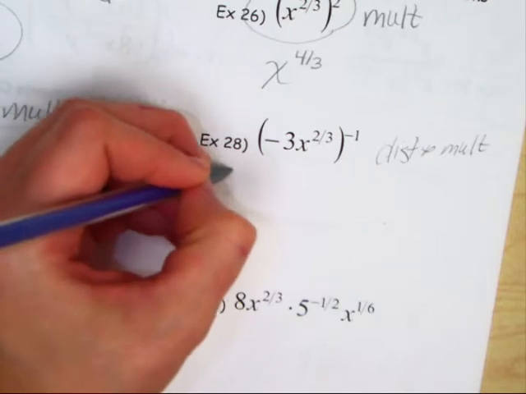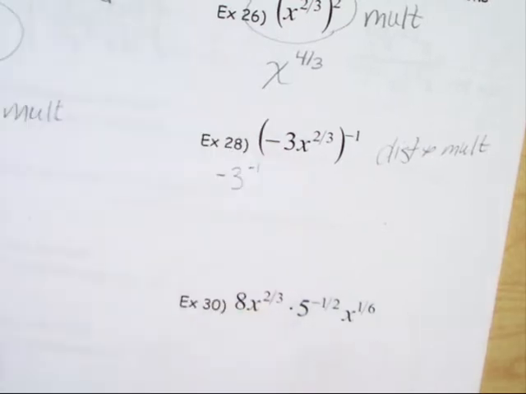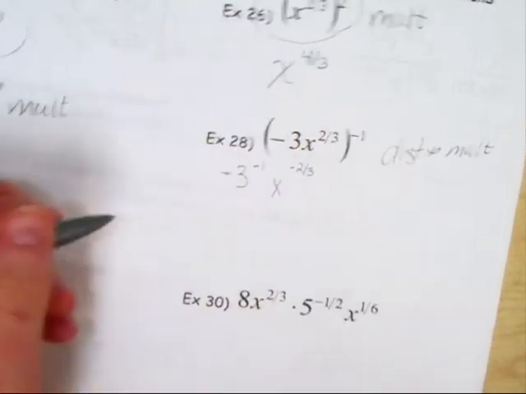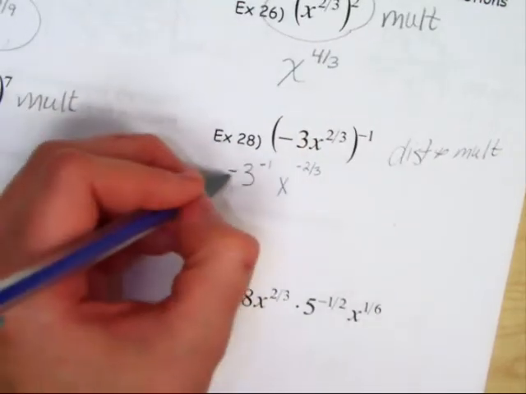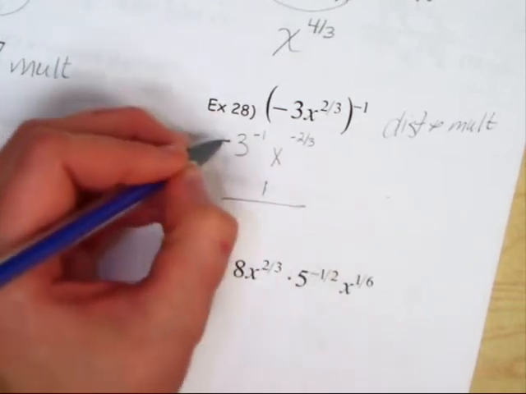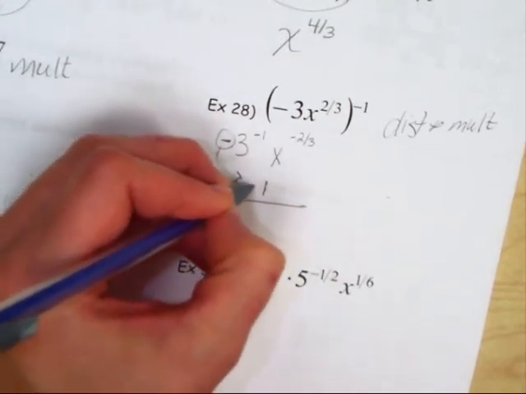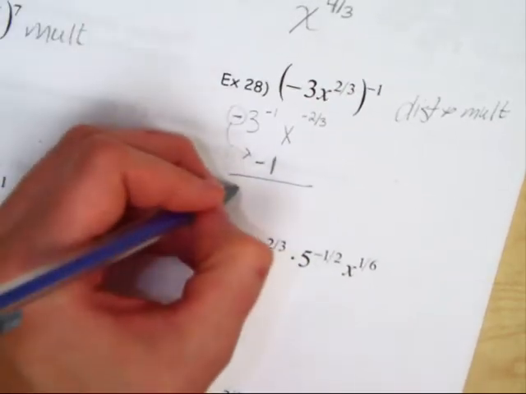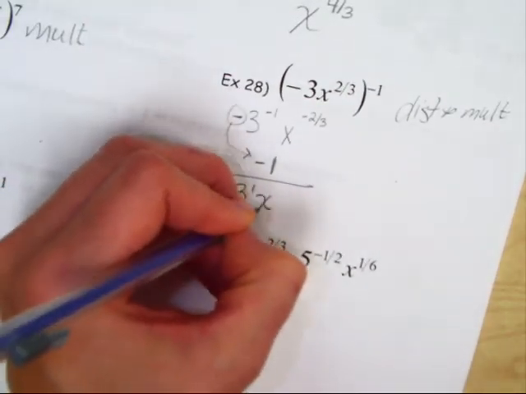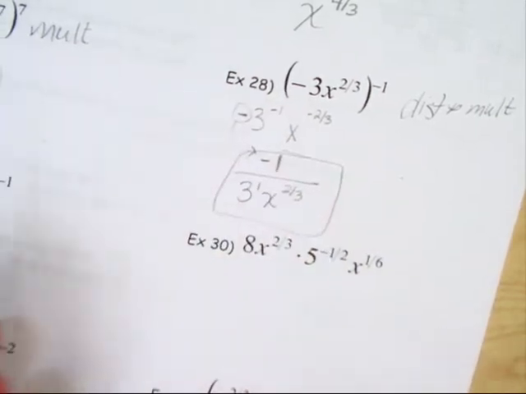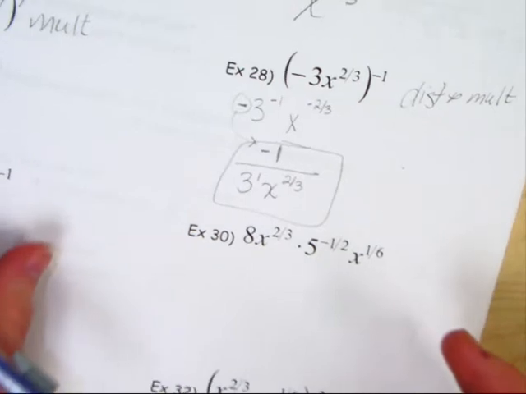You get negative 3 to the negative 1 power. You get x to the negative 2/3 power. What happens with this? Okay, you get 1 over. Now your negative stays up top. 3 to the 1st, x to the 2/3. That's what happens when you have negative exponents.